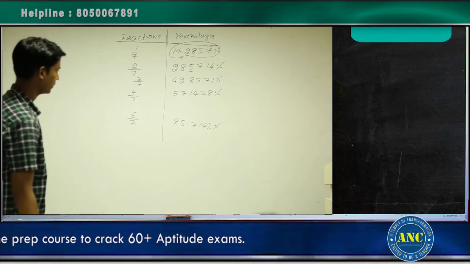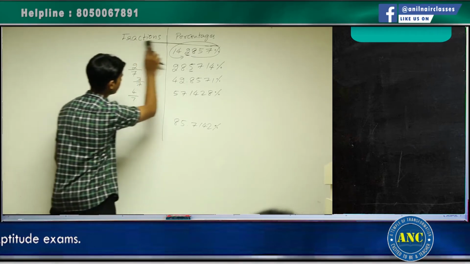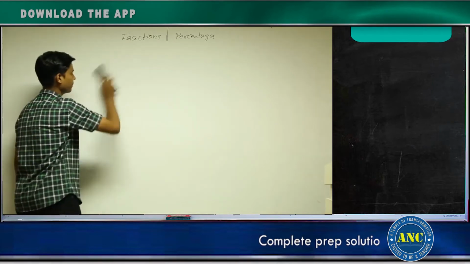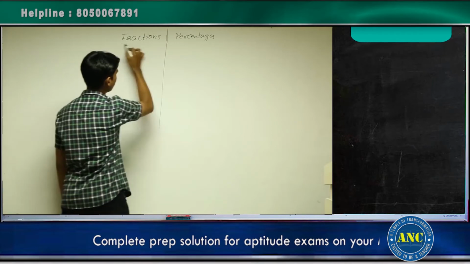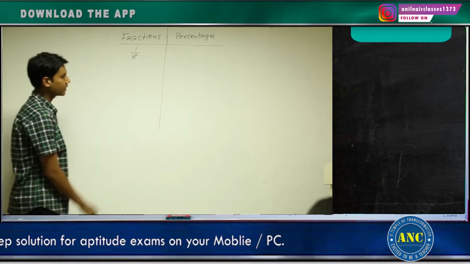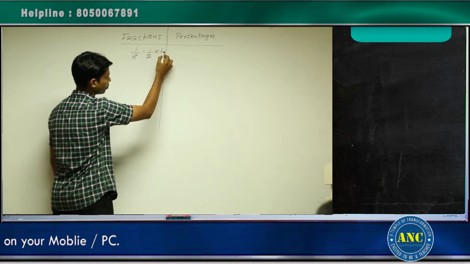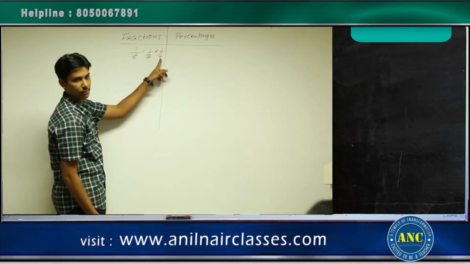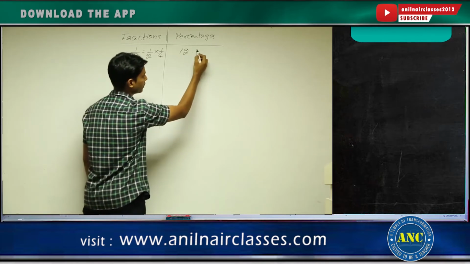Okay. Can I move on to the next fraction? See here. Please listen here. 1 by 8. Please see here. Can I write 1 by 8 as 1 by 2 into 1 by 4? 1 by 2 into 1 by 4 is 1 by 8 only, right? What is 1 by 4? 25%. Half of 25% is 12.5%.